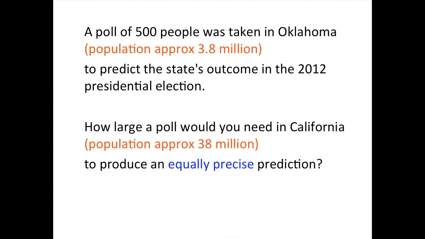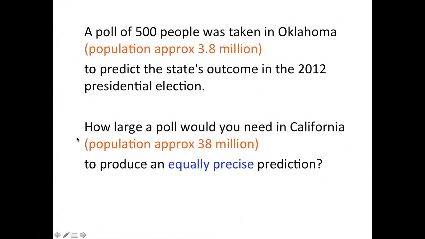So now suppose I want to do a poll in California. Note that California has a population of approximately 38 million, so about 10 times as big as Oklahoma. I want to do a poll in California, and I want to produce an equally precise prediction. I want to have just as much precision in my estimate of the proportion of people who are going to vote for, say, the Democrat as opposed to the Republican. I want to have the same precision in Oklahoma and California.